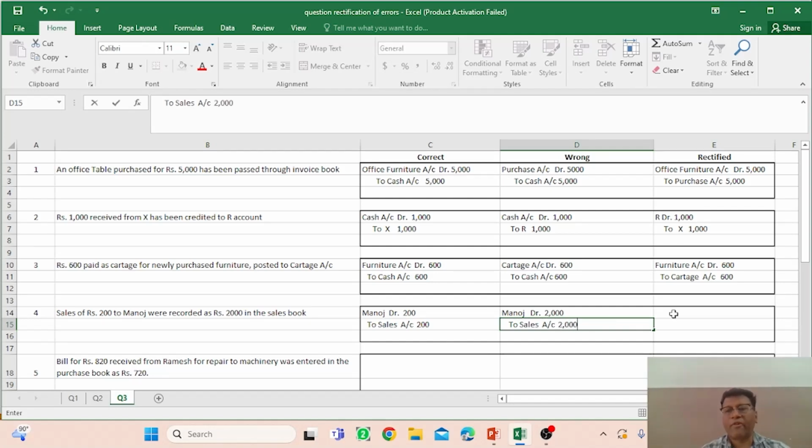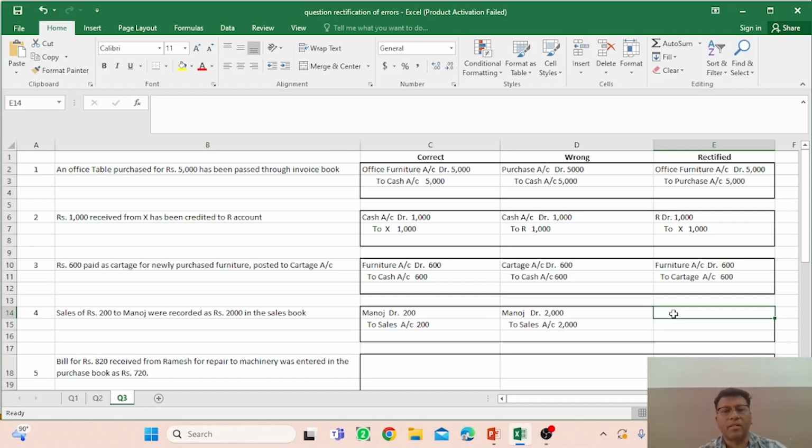Okay, now you have to rectify this particular entry. So Manoj was to be debited and you made Manoj debit, but you observe that 2000 instead of 200 was written over there, so you have to correct this. So exactly what is the solution you have?